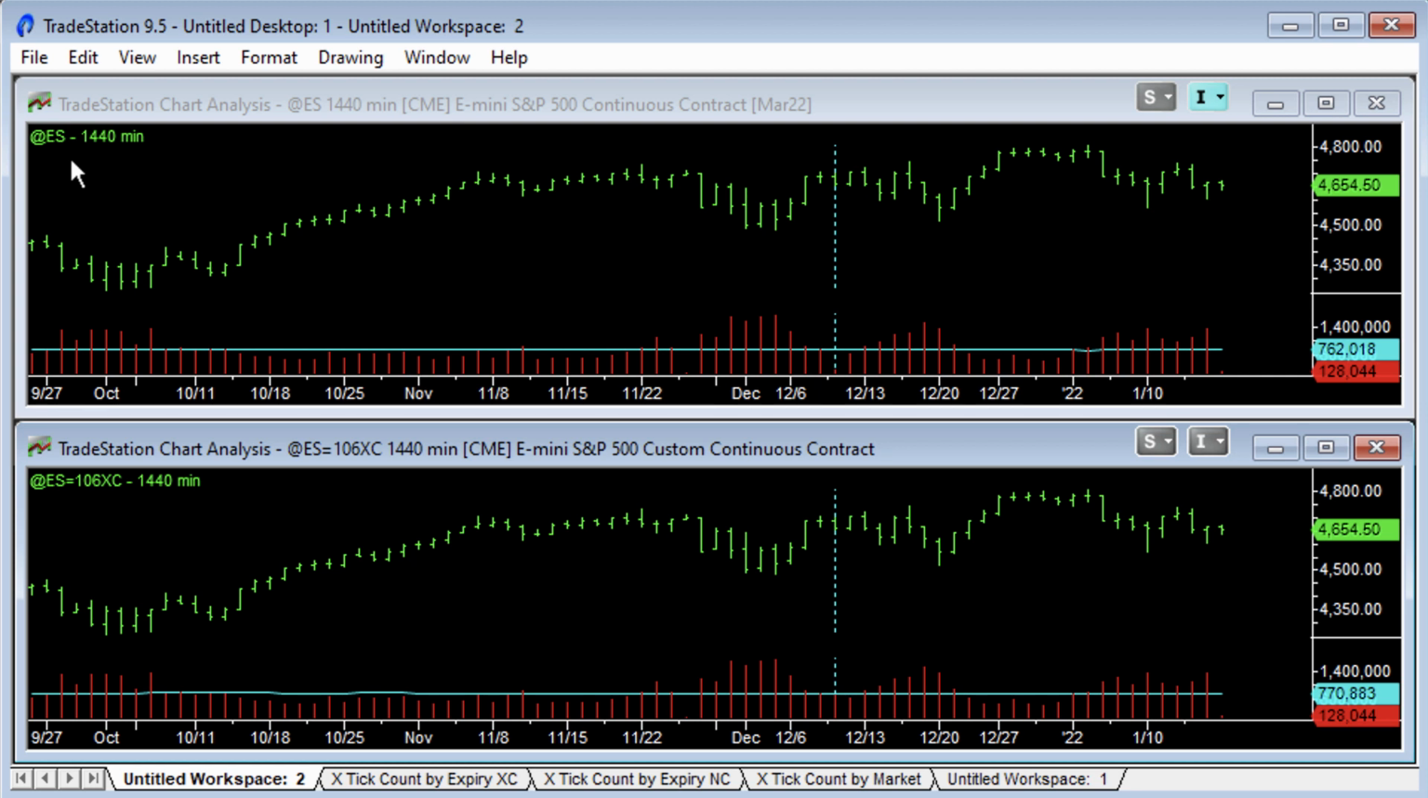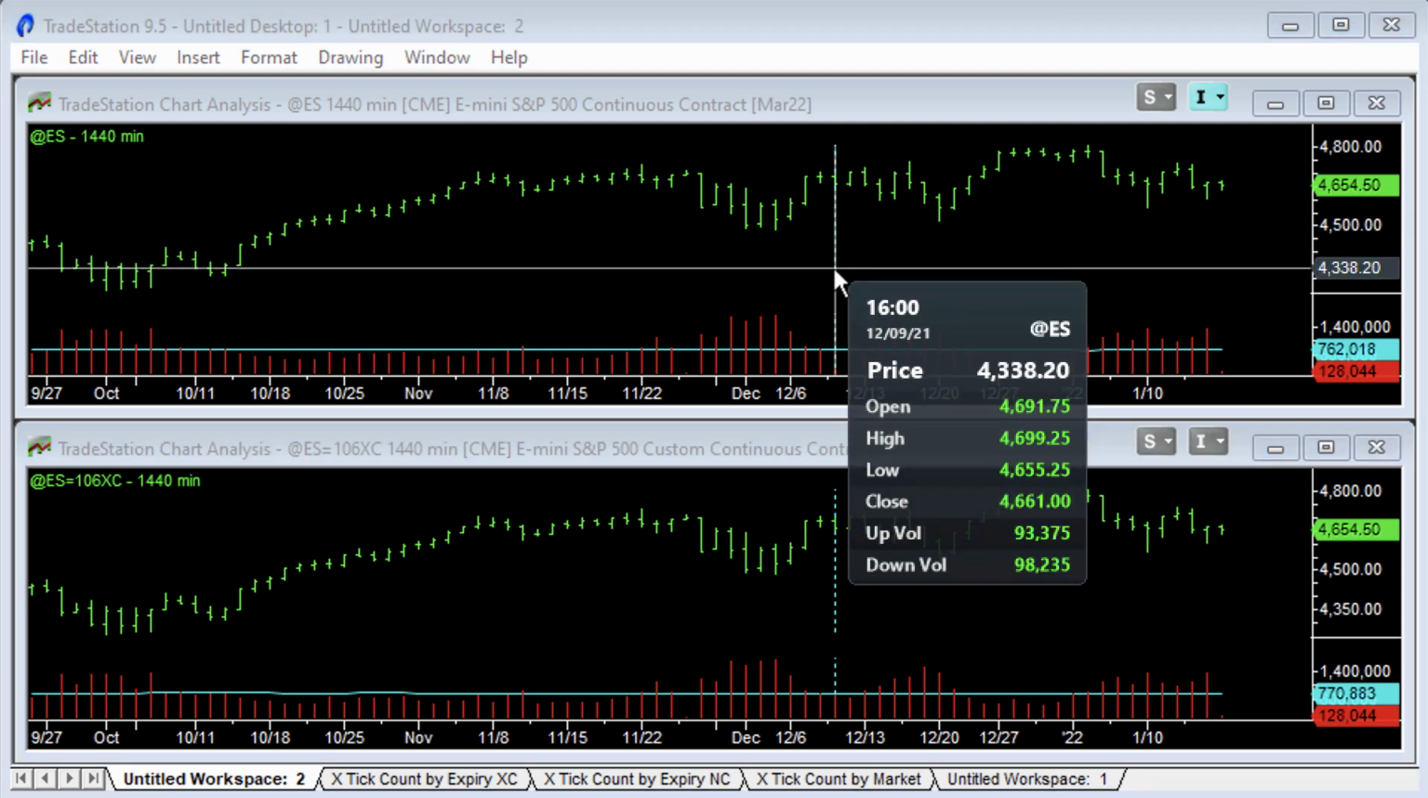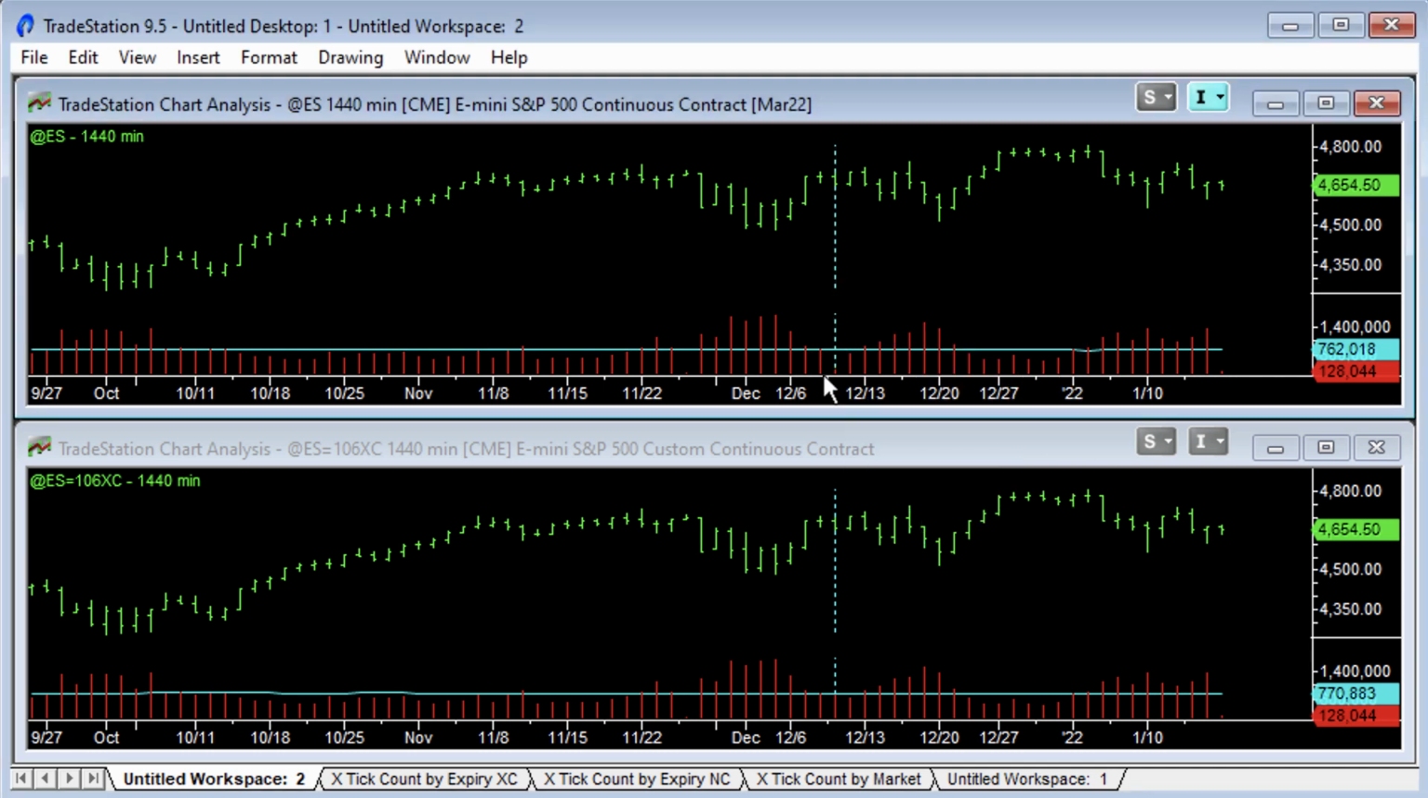Now, in the standard chart of @ES, here's a 1440-minute chart which allows me to look at the internal data, and this is a tick count indicated below the price bars themselves. On the last rollover date, which was on the 9th of December, you can see this particular bar I want to highlight to you, and that red little dot at the bottom of that line.